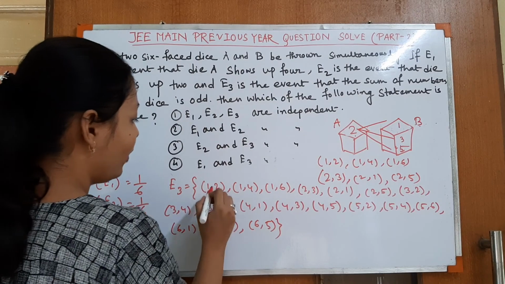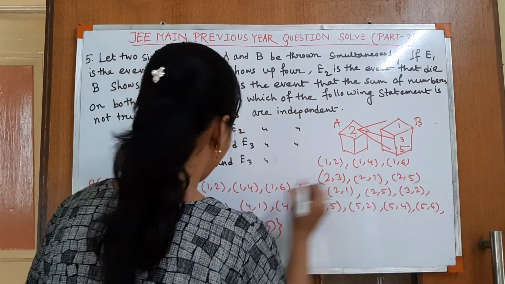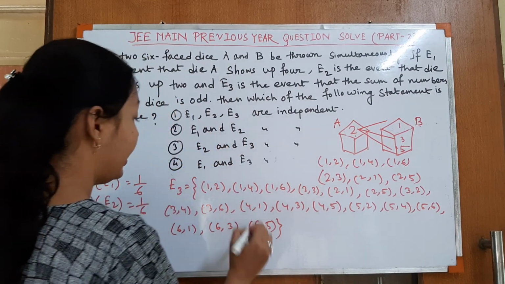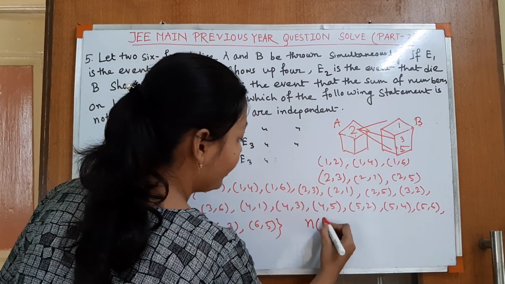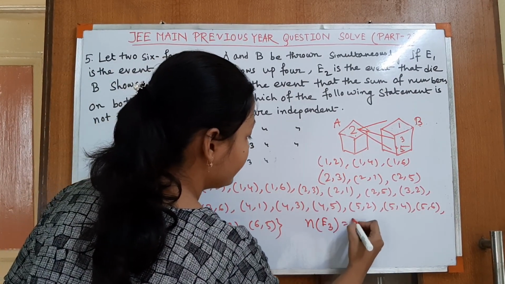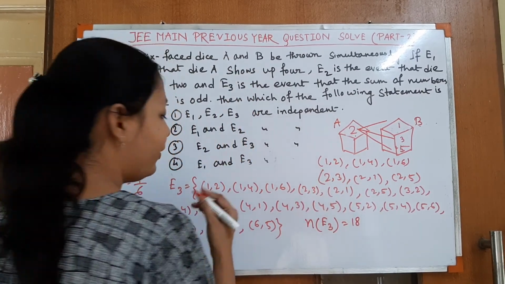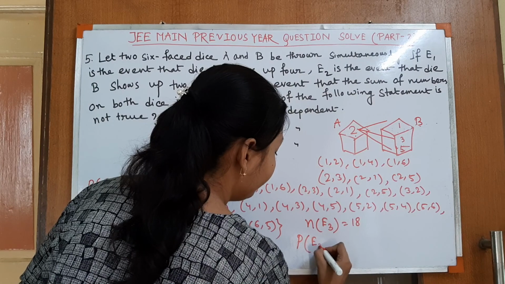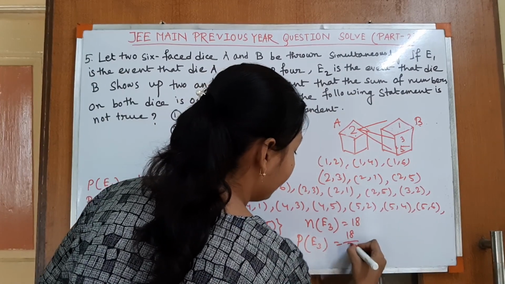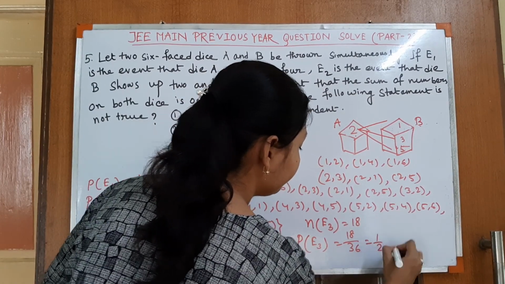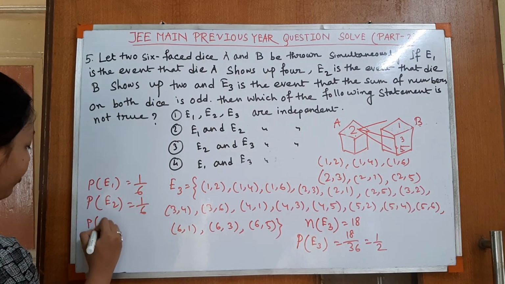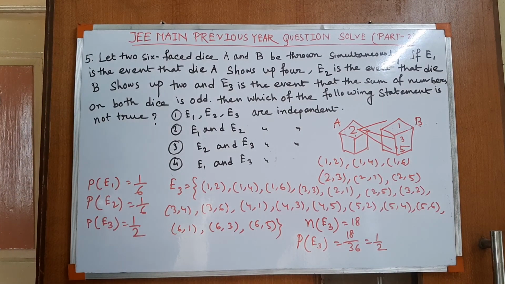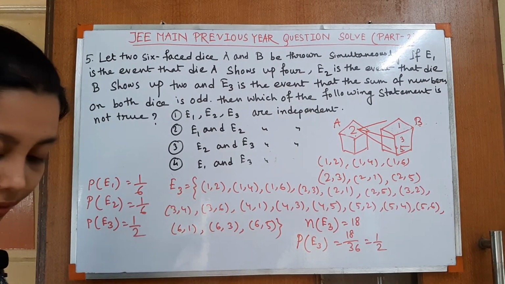Here we get 1, 2, 3, 4, 5, 6, 7, 8, 9, 10, 11, 12, 13, 14, 15, 16, 17, 18. That is, the number of elements in set E3 is 18 and n of S is always 36. So the probability of E3 is 18 by 36, equal to half. Okay, please note down this portion.